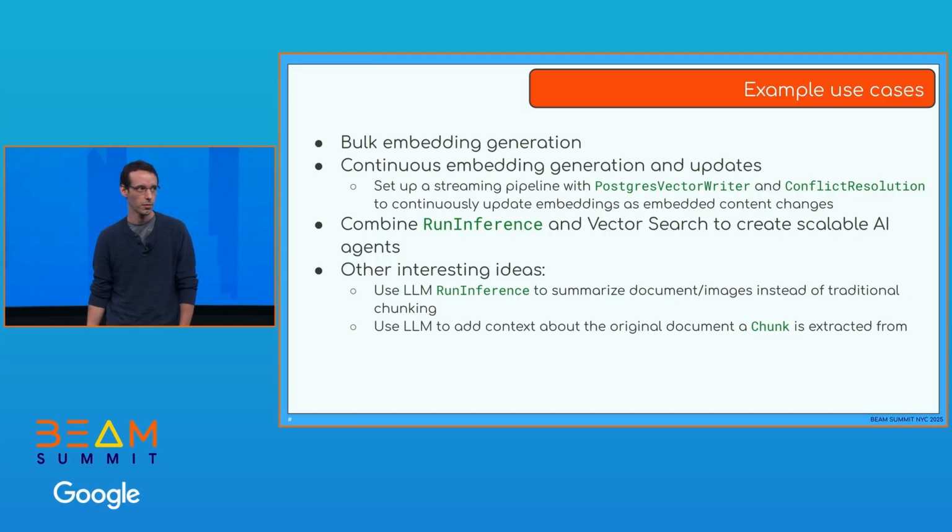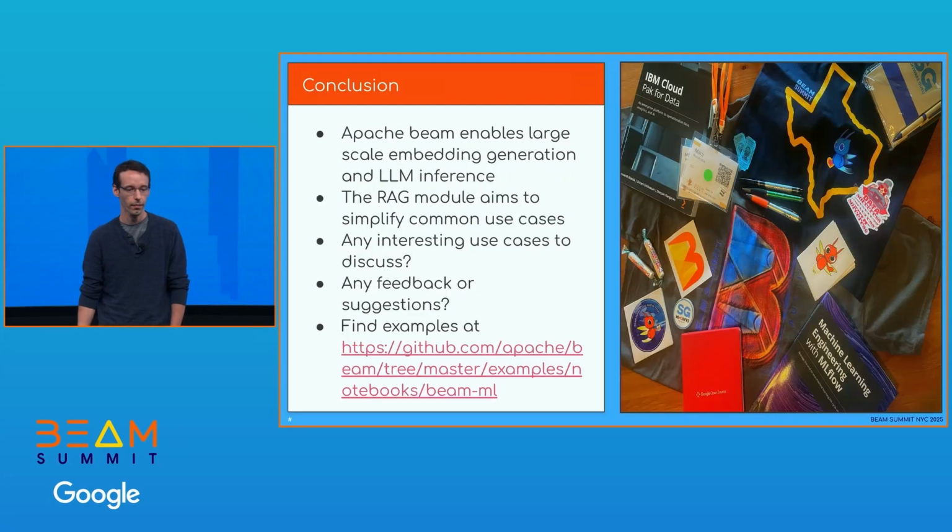And then there are some more advanced techniques that can be used, for example, for chunking. You can have an LLM summarize your document. Instead of breaking it into chunks, you can use an LLM to add more context about the overall document that this chunk was pulled from. So when you provide it in your prompt to your LLM, it can give you a more informed answer.